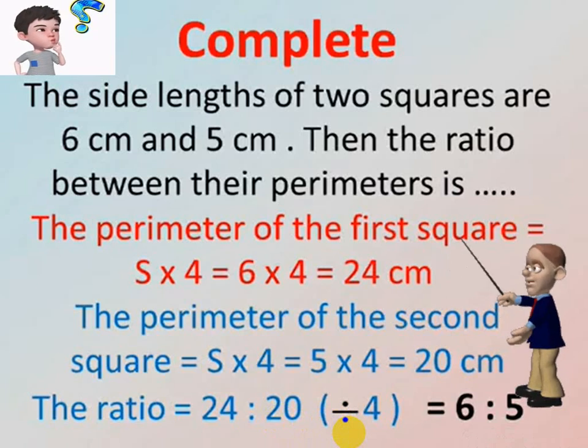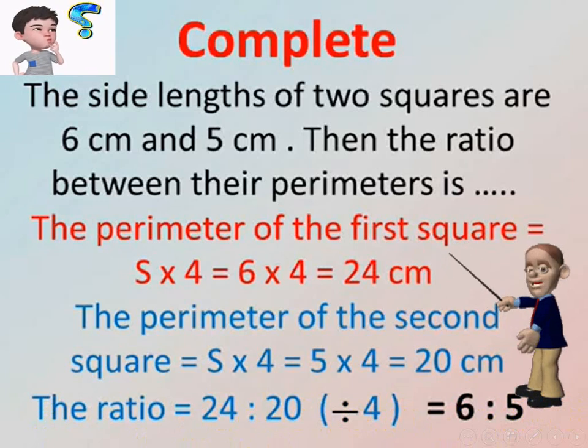We will choose 4. So as not to make a lot of steps, we will choose divided by 4. 24 divided by 4 equals 6. 20 divided by 4 equals 5. 6 and 5 are in the simplest form, so the ratio will be 6 to 5.